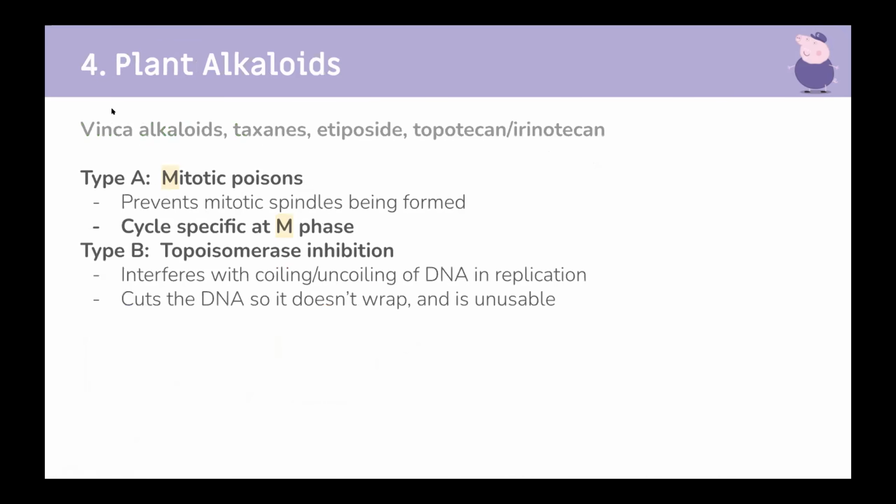semester 2. You've also got plant alkaloids. These are derivatives from plants, and the first type is mitotic poisons, which will be cycle specific at your mitosis stage, and they will prevent mitotic spindles from being formed, as well as type B, which is your topoisomerase inhibition. That's going to be interfering with the uncoiling or coiling up of your DNA in replication, because topoisomerase is used in that process, and it cuts the DNA so that it doesn't wrap. So these are plant derivatives.